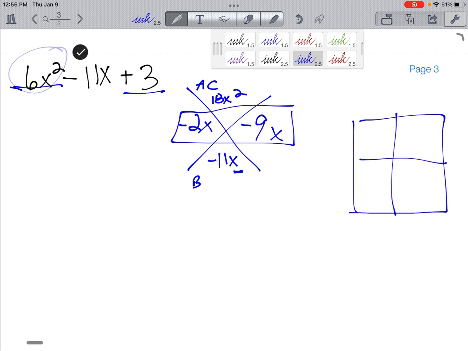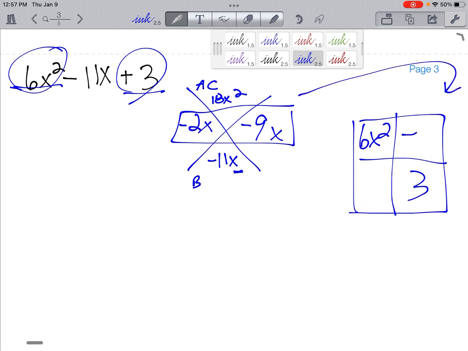The first term, that 6x squared, goes first in the first box, and then our last term goes in the last box. And then the two pieces from our x puzzle go in the diagonal. Doesn't matter which order you put them in. So we have negative 2x and negative 9x. So now we're going to be looking right here in the first row, 6x squared and negative 2x.